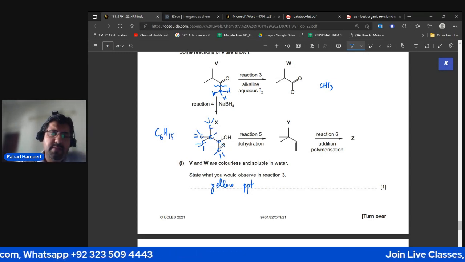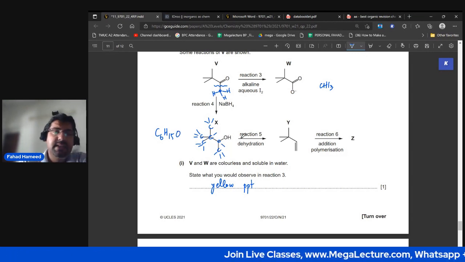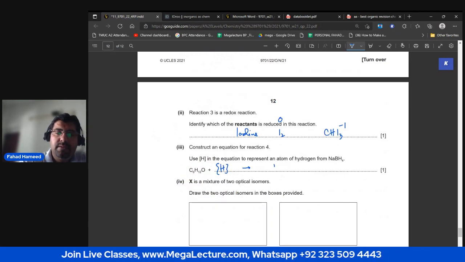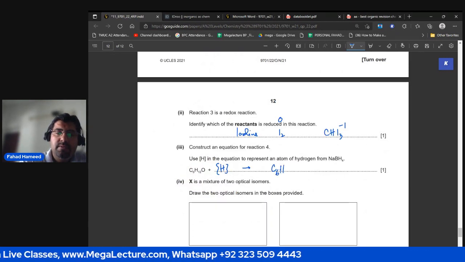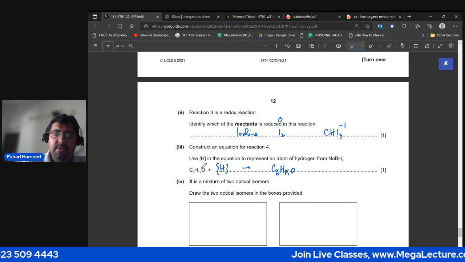This carbon is making four bonds, four bonds. So hydrogen is 15, and there's one oxygen. So C6, H15, and O. So you had 12 hydrogens. Now you've got three more.